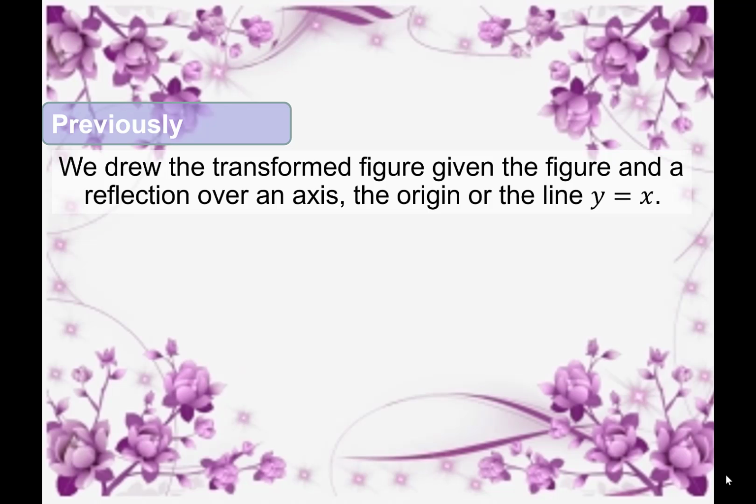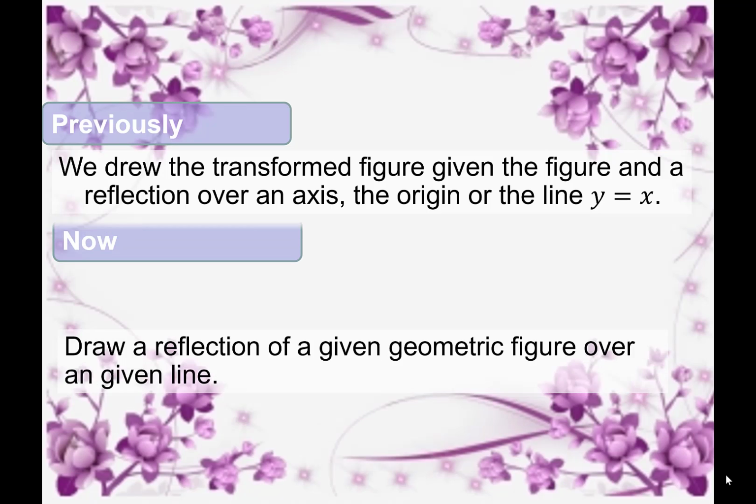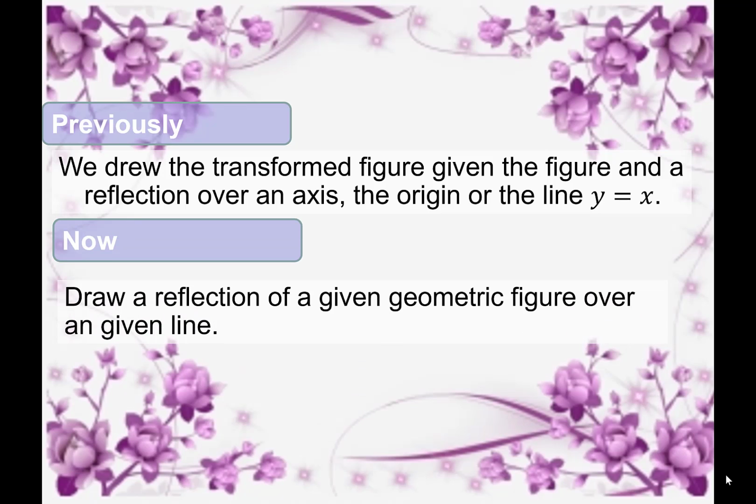In our last lesson, we drew the transformed figure, given the figure and a reflection over an axis, the origin, or the line y equals x. In this lesson, and on your practice on Delta Math, we're going to draw a reflection of a given geometric figure over a given line.